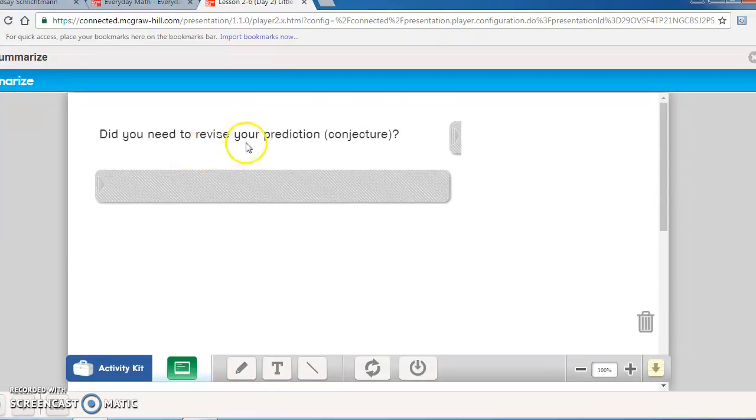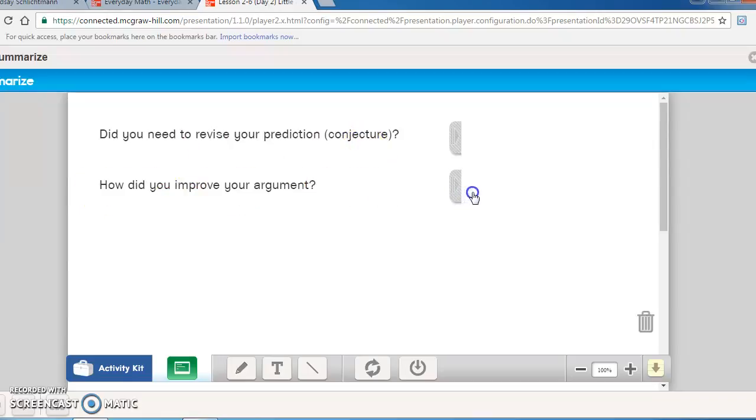Okay, did you need to revise your prediction or your conjecture? And how did you improve on your argument? What other details did you give me to make that argument clearer, to prove it more precisely or accurately?